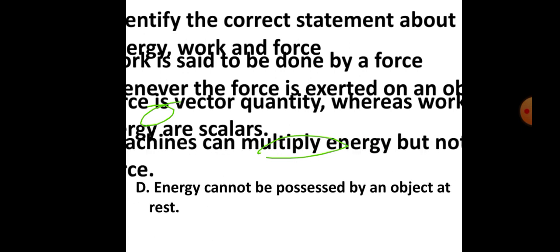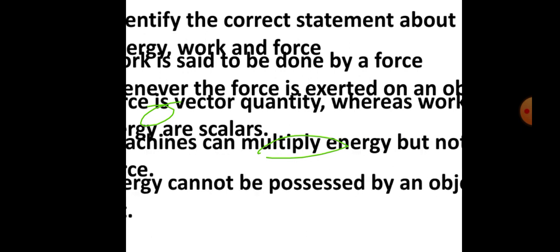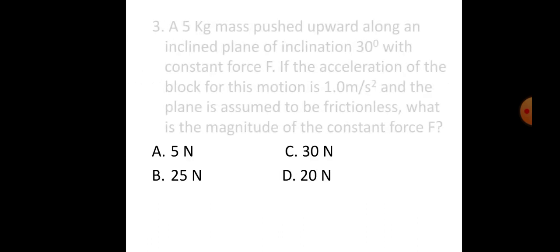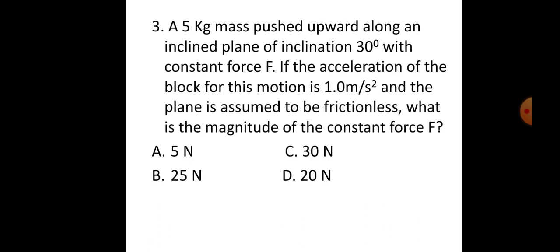Next, question number 3. A 5 kilogram mass is pushed upward along an inclined plane of inclination 30 degree with the constant force F. If the acceleration of the block for this motion is 1 meter per second square and the plane is assumed to be frictionless, what is the magnitude of the constant force F?